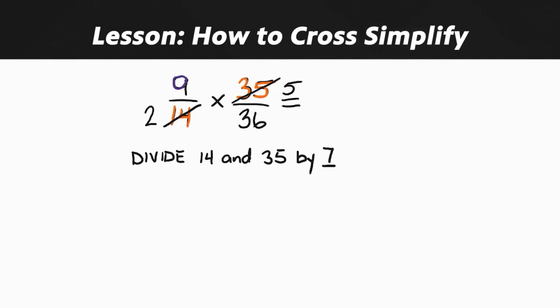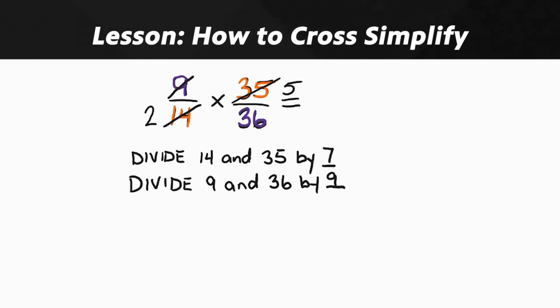Now look at the other diagonal pair, 9 and 36. Those are both part of the times 9s. So we'll divide them once again, but this time by 9. 9 divided by 9 is 1, and 36 divided by 9 is 4. Multiply straight across now, and we have 1 times 5, which is 5, and 2 times 4, which is 8. And I know I'm already simplified because I cross-simplified as far as I could before I multiplied straight across. So that's cross-simplifying, and now you're ready to tackle multiplying fraction problems quickly and effectively.